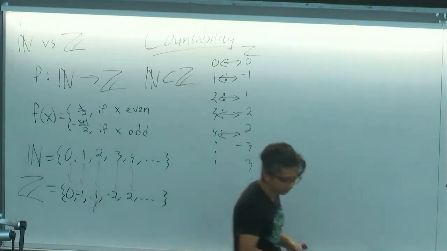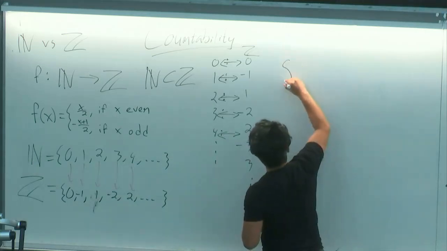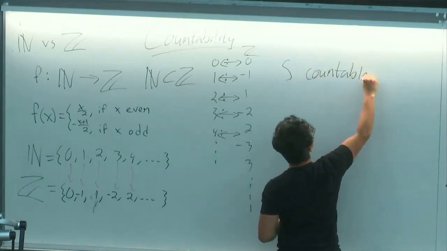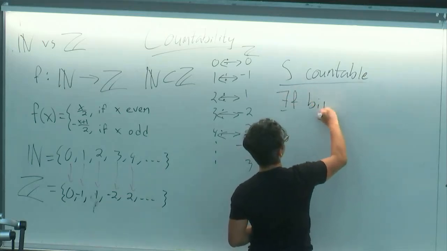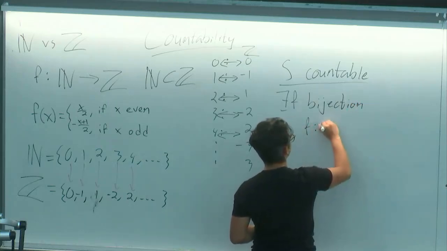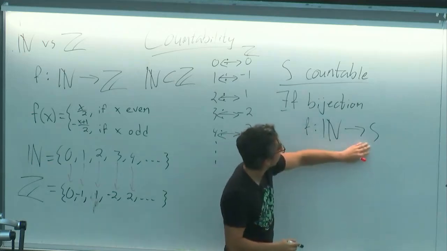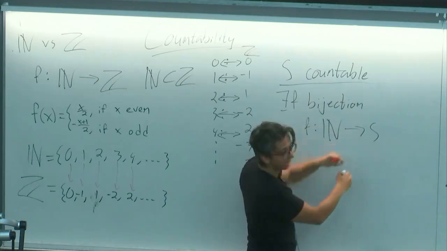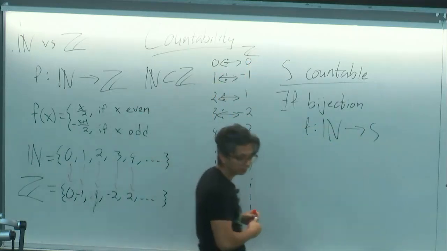OK, so we want to show some things. So let's go ahead and do that. First, I'll give a definition. A set S is countable. What that means is that there exists a bijection, specifically from the natural numbers to S. We can say S is countable if you can enumerate it. That is, there's a bijection from the natural numbers to S. You can write it out like this, just in a list.